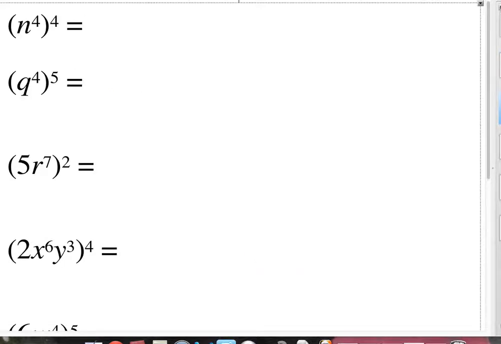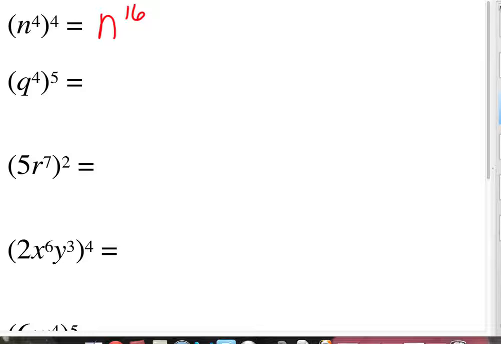Let's continue. These are variables. n to the 4 to the 4th is n to the 16, right? 4 times 4 is 16. q to the 4th power, all being raised to the 5th power, is q to the 20th.